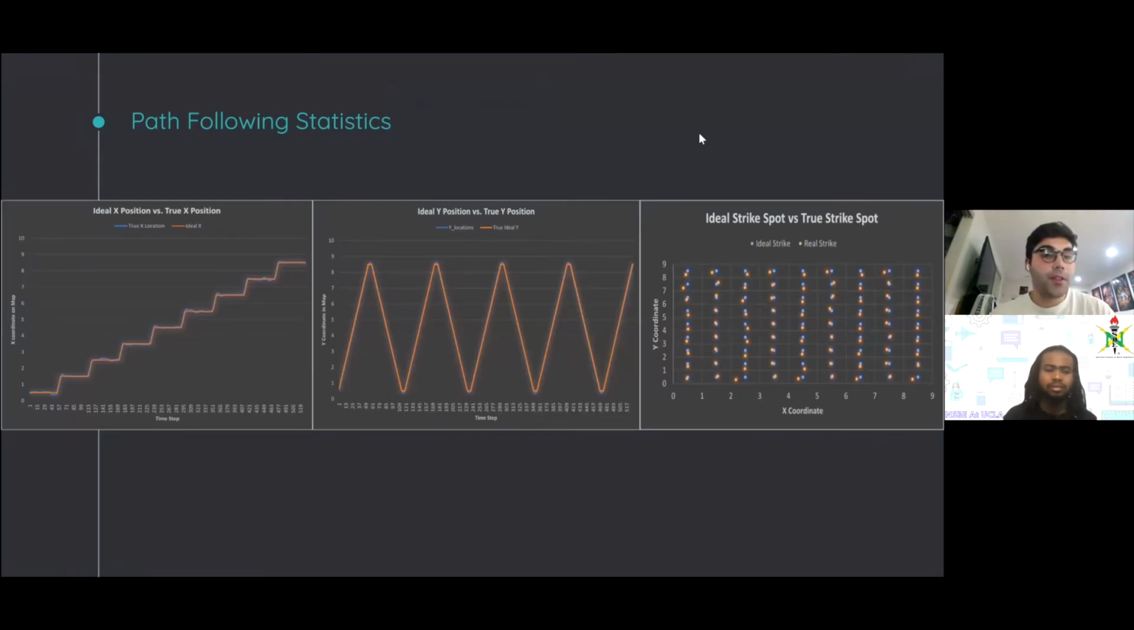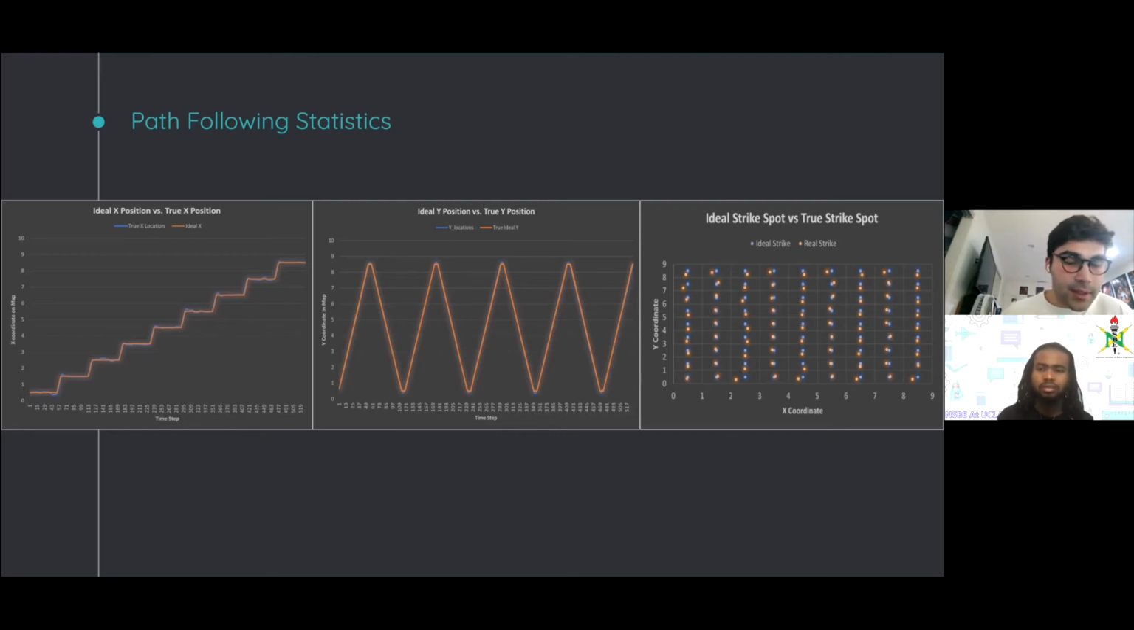So here you can see some of the path following statistics. The first two graphs from left to right indicate the ideal X position versus true X position and the ideal Y position versus true Y position relative to their coordinates in the map. As you can see, the orange line indicates the ideal position in that coordinate, and the blue line indicates the true position that the robot acquires using the sensors.